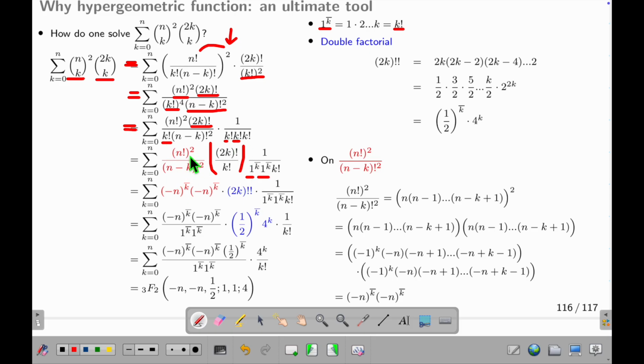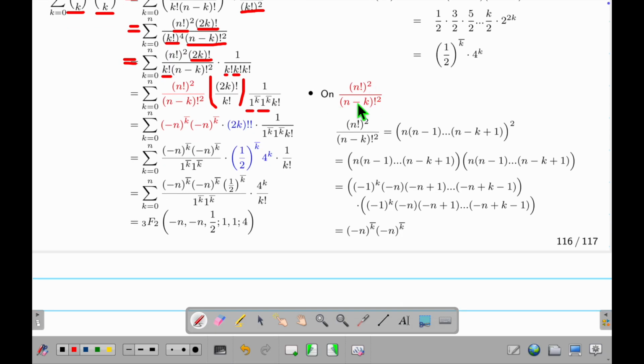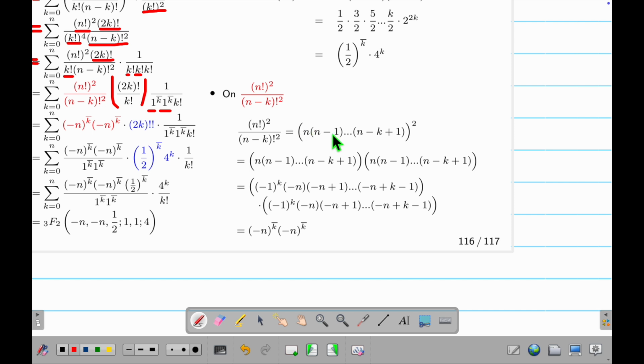Then now I have a red term. What's the red term? Red term is n factorial squared divided by n minus k factorial squared. So it's what? n times n minus 1 times another term up to n minus k plus 1, squared, right? This bracket squared means I repeat this bracket 2 times. Then what? How many terms are there? There are k terms here. I insert in each guy a negative 1. So I put a negative 1 here, a negative 1 here, a negative 1 here. I have 2 pairs of them, so it's positive. So now I can have this. And then what is this thing? This is exactly this thing. So the red term becomes this thing.